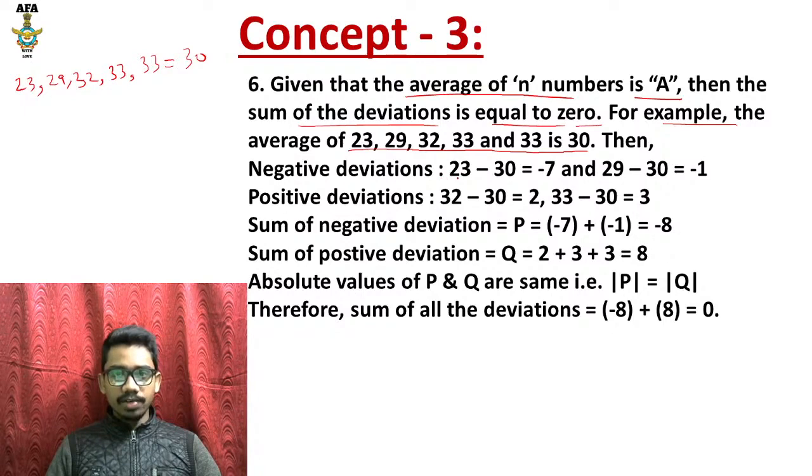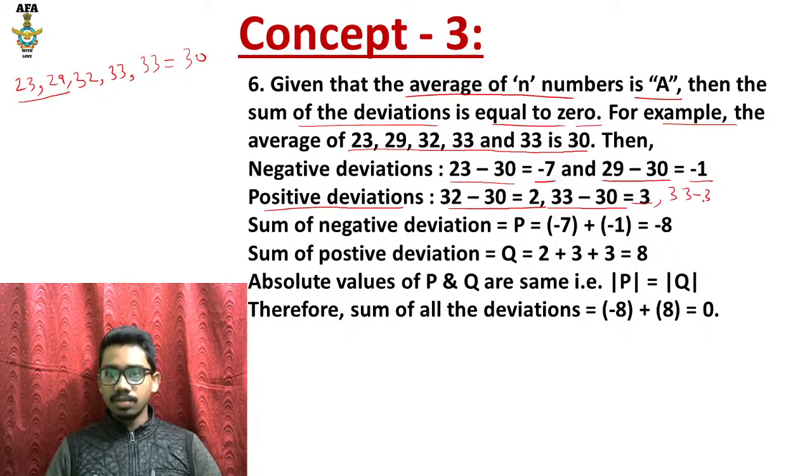Then the negative deviation is 23 minus 30. Negative deviation means the values which are less than 30. So 23 minus 30 is minus 7, and 29 minus 30 is minus 1. And the positive deviation will be 32 minus 30, that is plus 2, and 33 minus 30, that is plus 3. Again it will be 33 minus 30, plus 3.